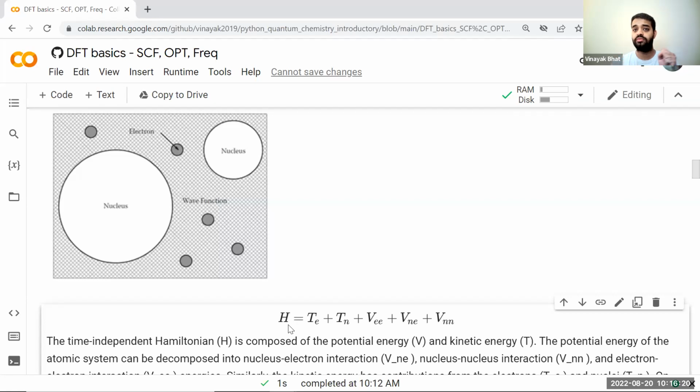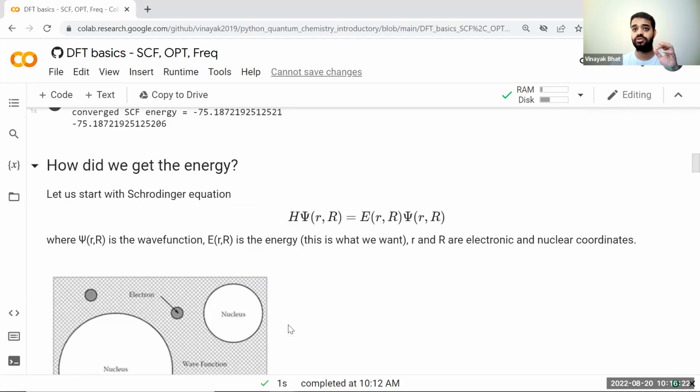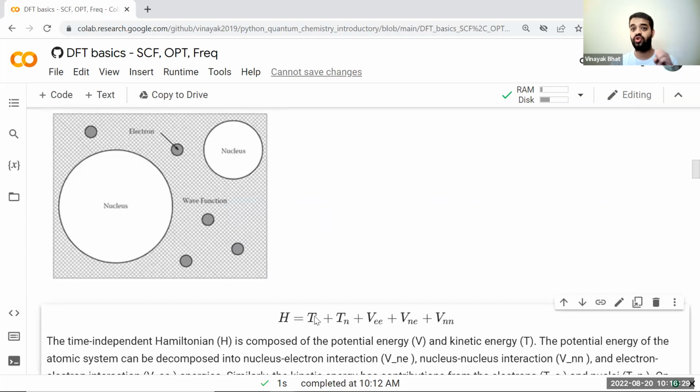So what we have done is, the Hamiltonian H, which gives us energy given the psi part, can be broken down into different terms, the kinetic energy term and the potential energy term. And kinetic energy can again be decomposed into kinetic energy of electrons, kinetic energy of nucleus, and then all the Coulomb type interactions: nucleus-nucleus interaction, electron-electron interaction, and electron-nucleus interaction. Okay.